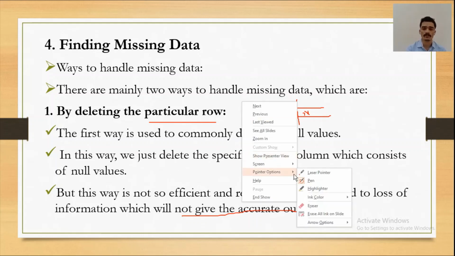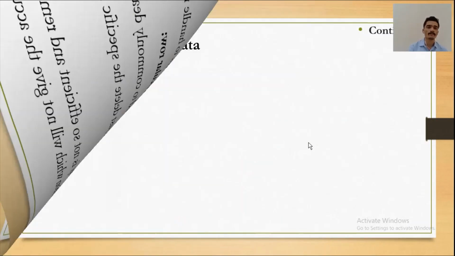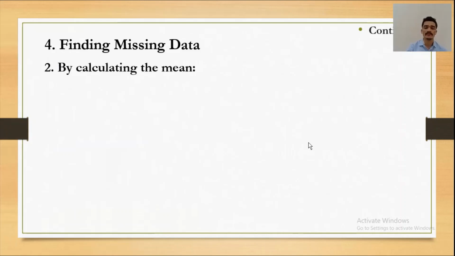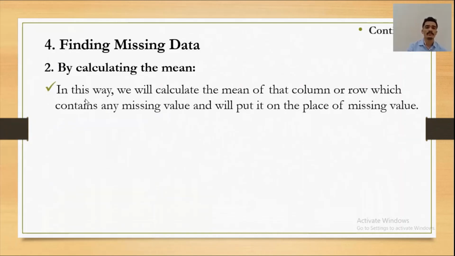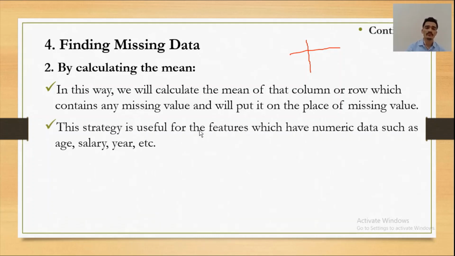And next is by calculating the mean. In this way, we calculate the mean of the column or row which contains any missing values. We'll put it in place of the missing value. This strategy is used only for numeric data, because mean is calculated for numerical data only. Age, salary, year. This is numeric data. For other data it is not possible to calculate the mean.